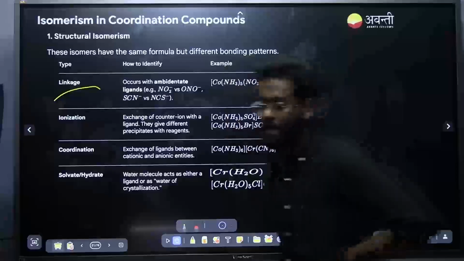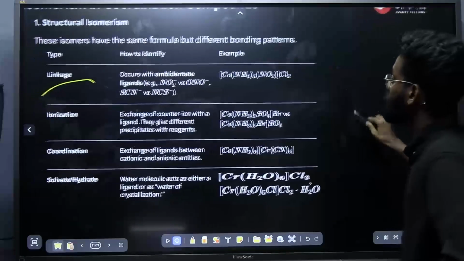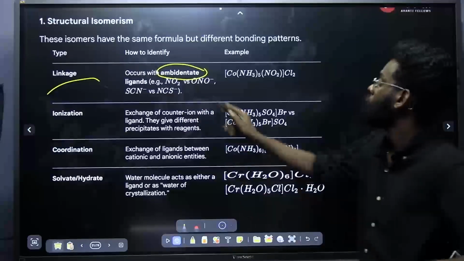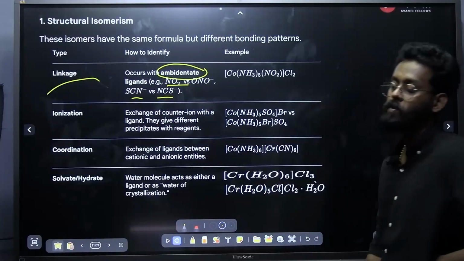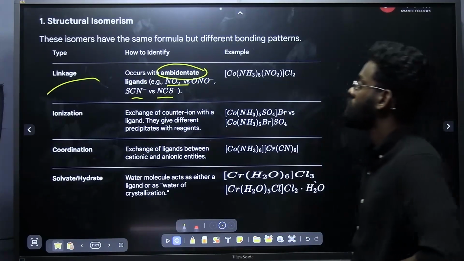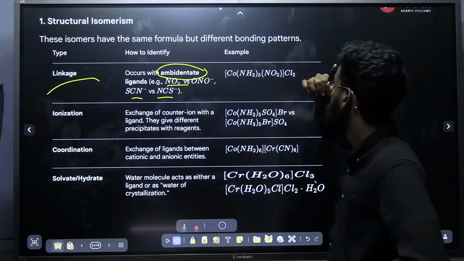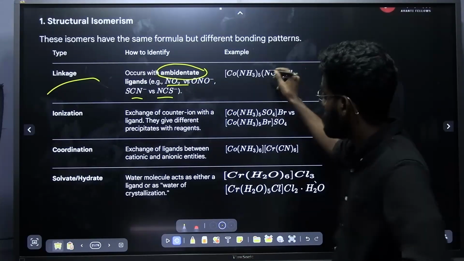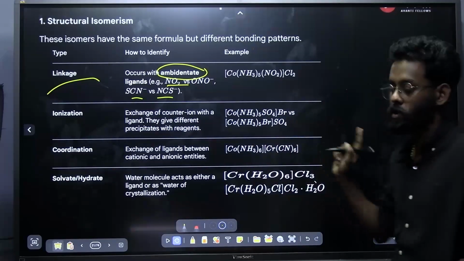Linkage isomerism: we can see linkage isomerism if there is an ambidentate ligand. If you see NO2, SCN, NCS, or CN or NC, in those cases the compound will be having linkage isomerism. Example: [Co(NH3)5NO2], in which the ligand can bind to the metal atom by any of its donor sites.